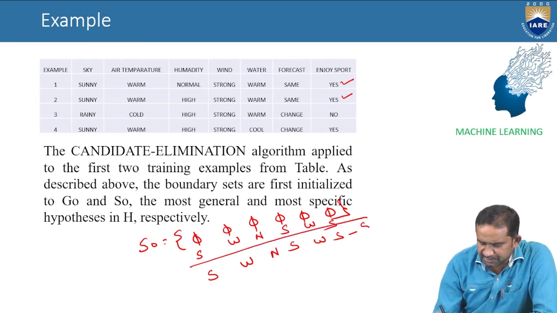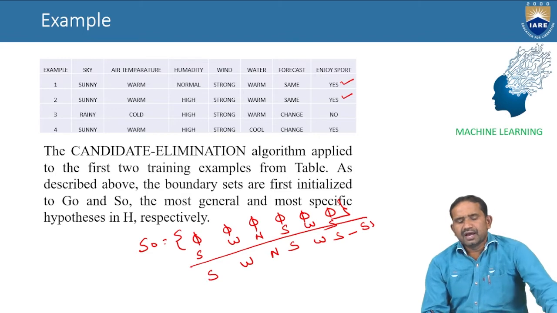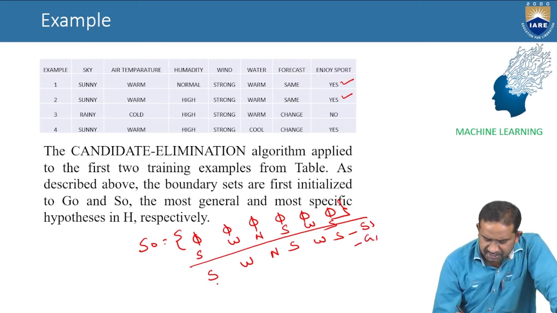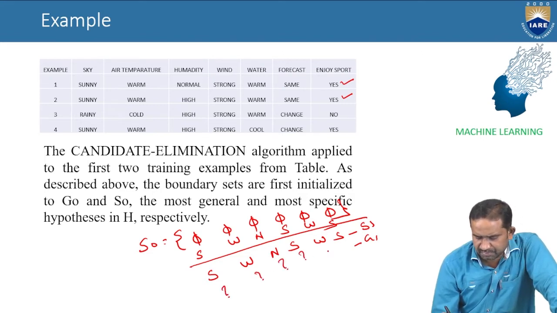It is specific hypothesis S1. And G1 is the same, meaning the generalized hypothesis G1 is the same. Why? Because there are no negative examples. G1 is the same.